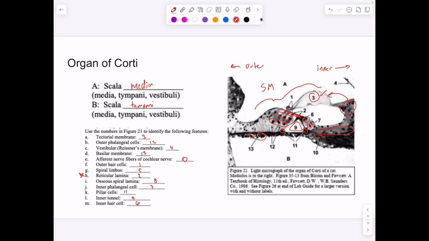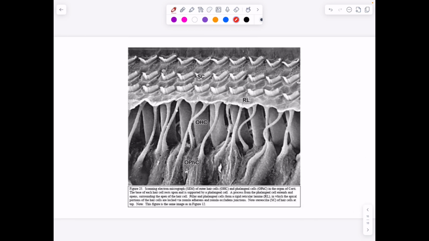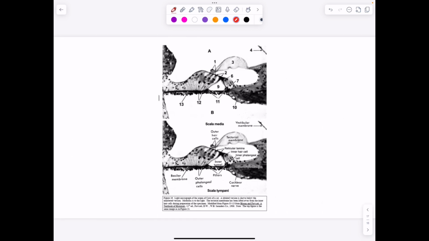And then here are our afferent dendrites from our ganglion cells. All right, we already saw this, but this is our reticular lamina made by our phalangeal cells, the supporting cells. Here we have our hair cells, and this is our stereocilia. All right, and we already saw this.